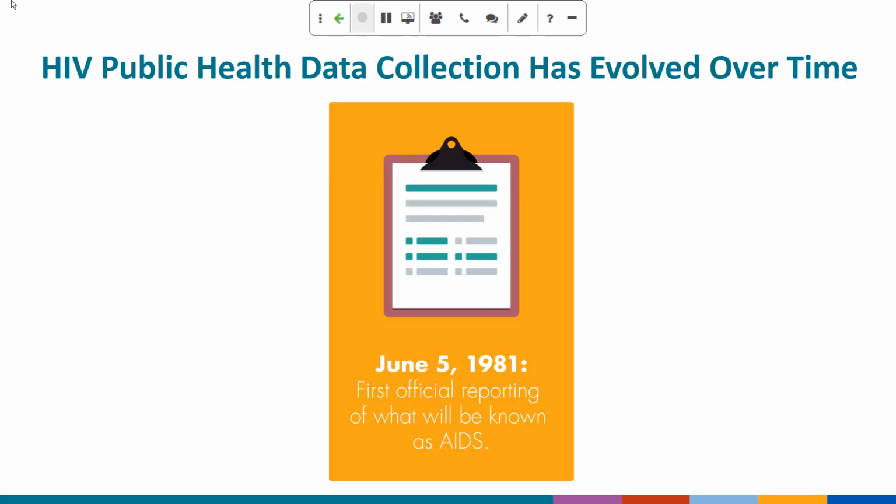Public health data that we collect through HIV surveillance and how we use those data, including the extent that those data are used for public health prevention and response activities, have evolved over time as our understanding of HIV and of prevention has evolved. From early on, public health data was the best source of information to describe who was being affected by HIV and where the virus was spreading.